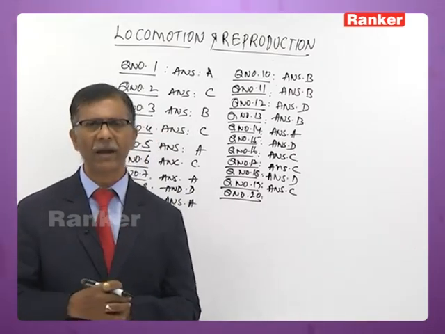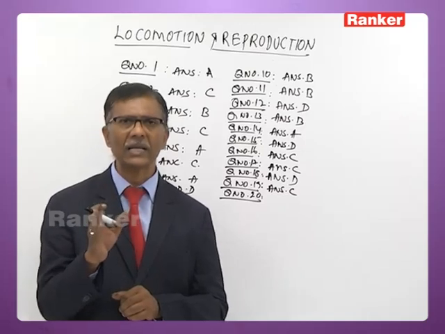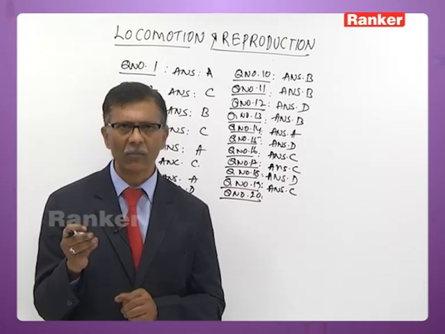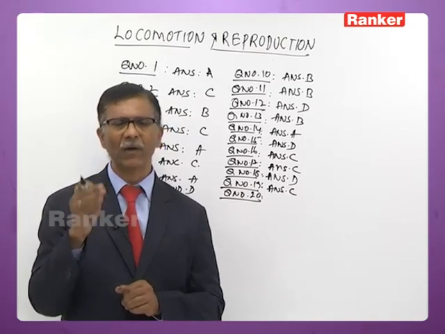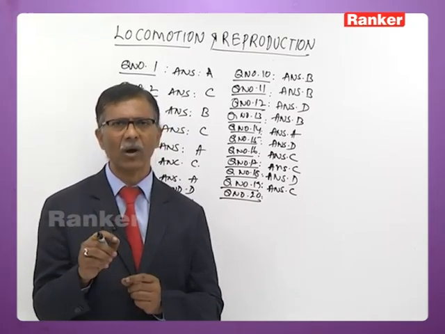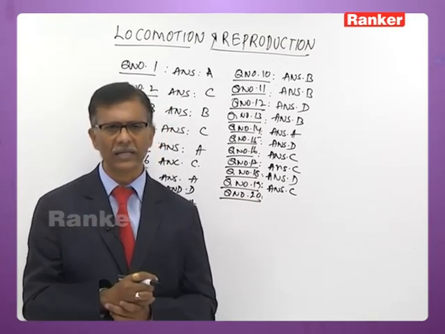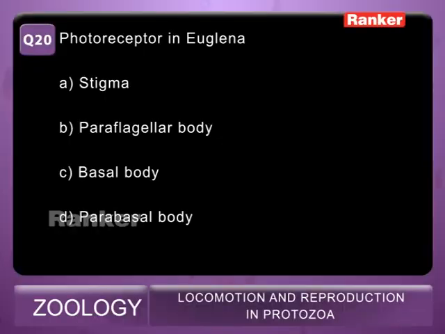Stigma and paraflagellar body both lie against each other. The stigma lies on the wall of the reservoir. Paraflagellar body lies at the base of the long flagellum. So paraflagellar body acts as a photoreceptor, helps in detecting intensity of light with the help of lactoflavin. So for question number 20, the correct answer is B.